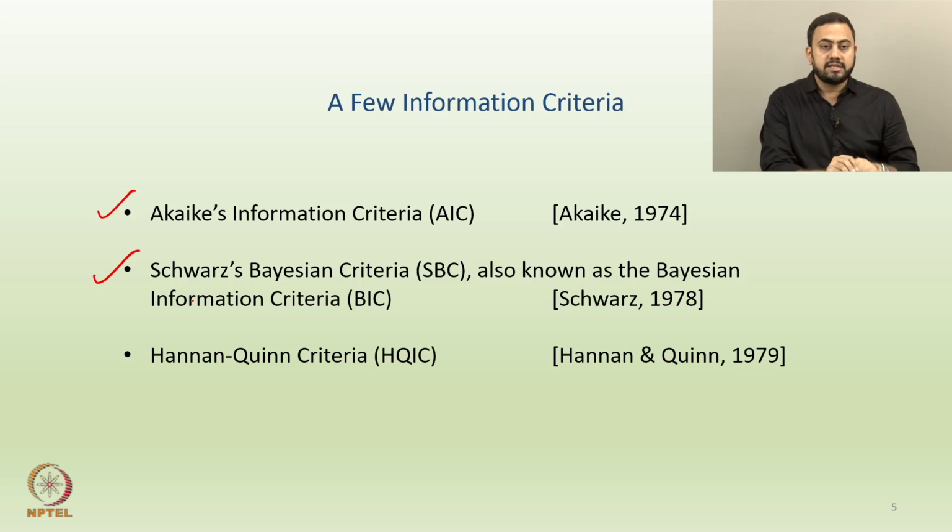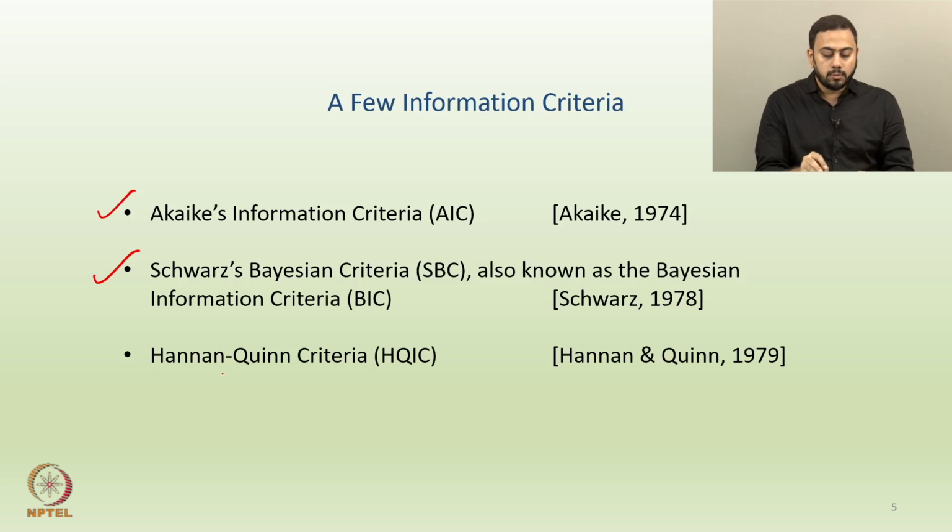Then similarly, the second one is called the Schwartz Bayesian criteria, or in short SBC, and some textbooks write it as the Bayesian information criteria, or BIC. This criteria was introduced by a person called Schwartz back in 1978. So Akaike's information criteria came slightly before Schwartz, and very soon we will see why, because Schwartz is a slight extension of AIC.